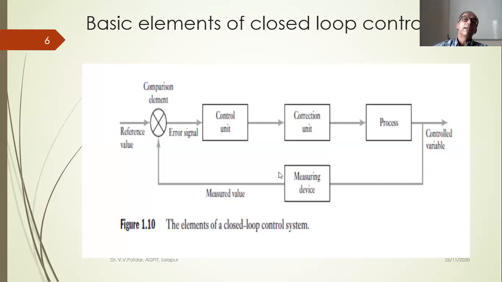In the next class, we'll try to understand each of these elements in a bit more detail, and then for a given actual physical system, we'll try to identify what are the functional control elements, what are the functional correcting elements, what are the functional system or process elements, what is the functional reference input element, what is the functional controlled variable, what is the functional feedback element or measuring device. This we'll discuss in the next class.